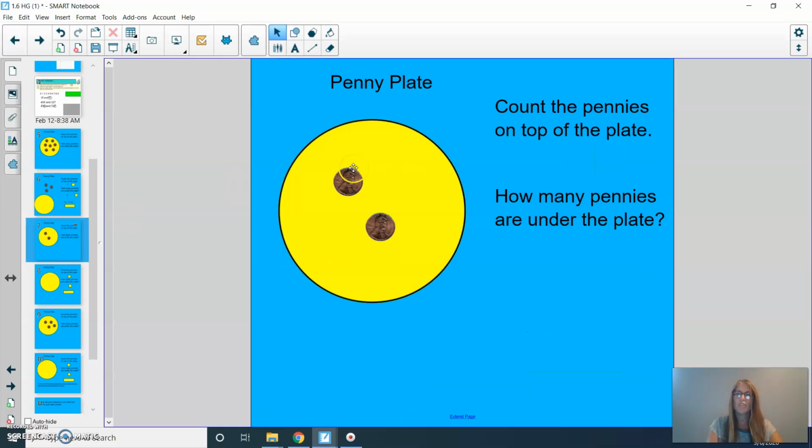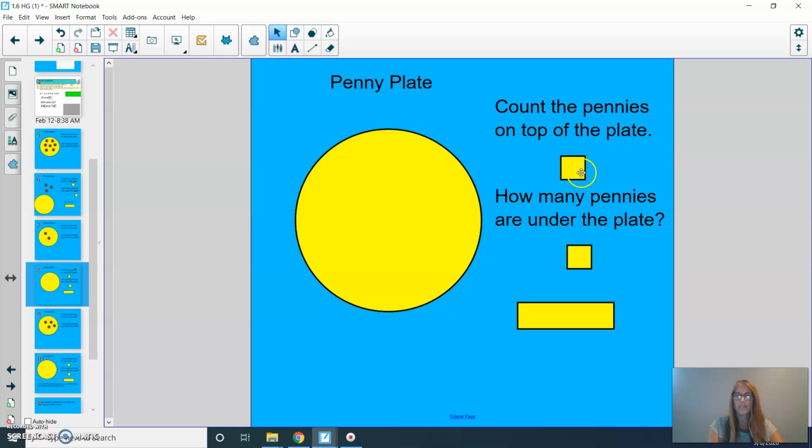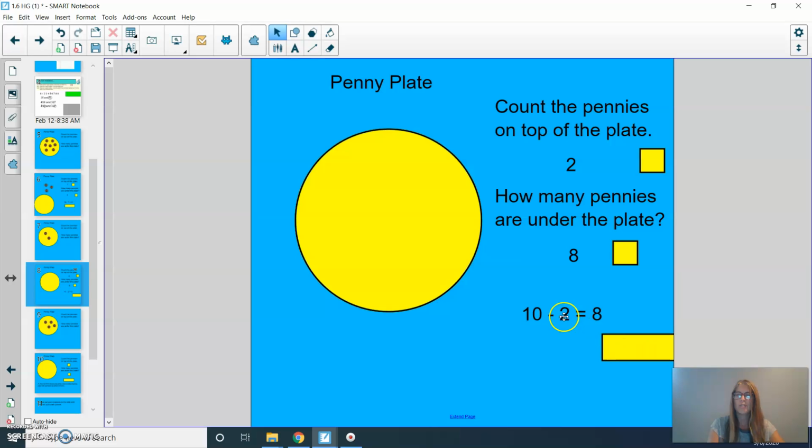This time I have 2 pennies on top of the plate. So boys and girls, can you write down on your whiteboard how many pennies are under my plate? So again, we know that there was 2 on top. If you said that there were 8 pennies under my plate, you are correct. We know this because 10 minus 2 is equal to 8, or 2 plus 8 is equal to 10.